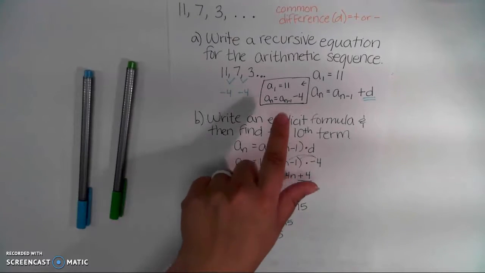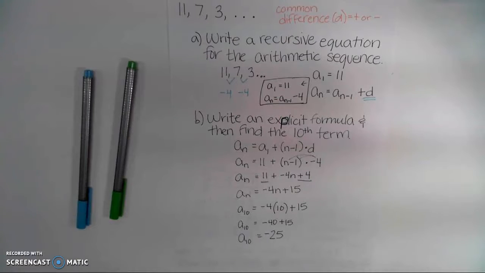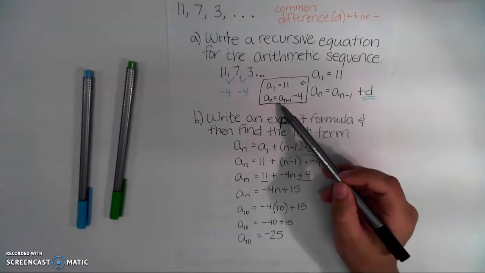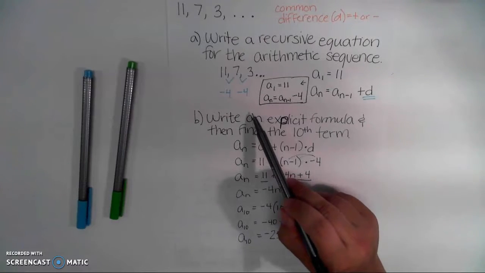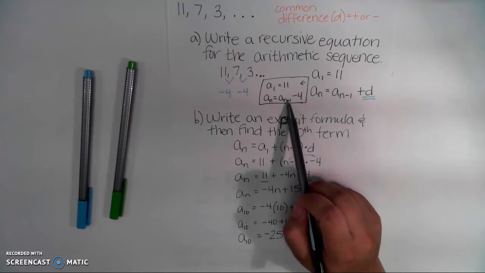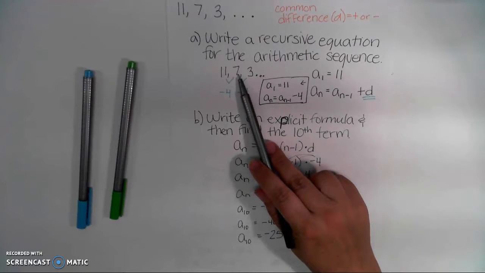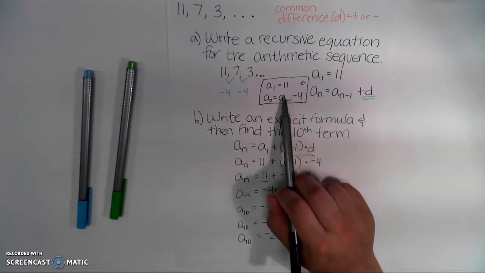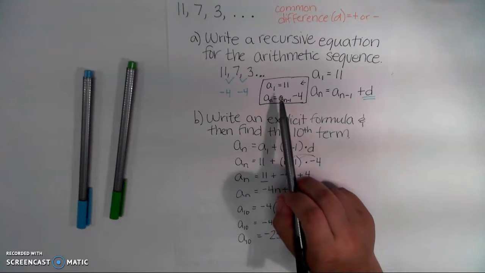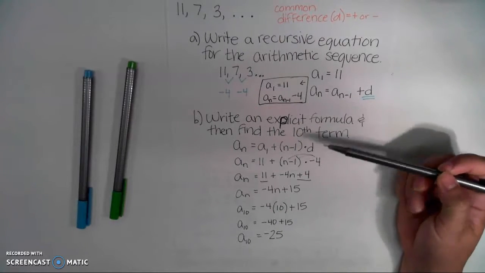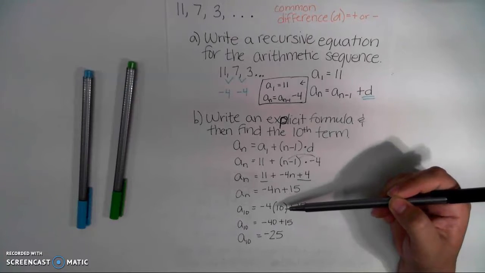And I could find that out with my recursive equation too, but the problem with the recursive is you always have to go back to find the previous term in order to get the current term. So like, if I'm trying to find a sub 2, a sub 1 would be 11, so it would be a sub 2 equals 11 minus 4, which is 7. With recursive again, if I'm trying to find the third term, it would be 7 minus 4 is 3. The next one, 3 minus 4 is negative 1. And we'd have to do that over and over and over again to get to the 10th term.